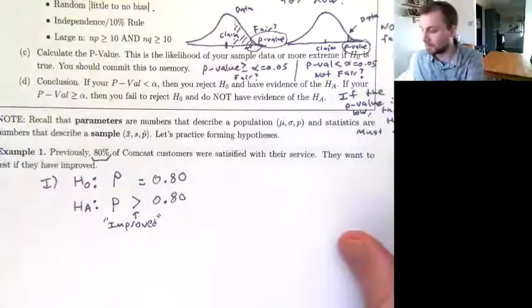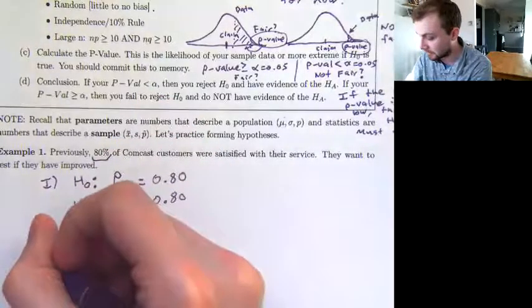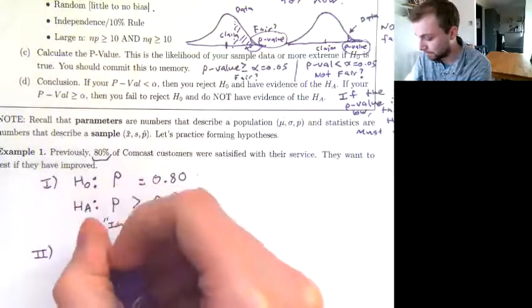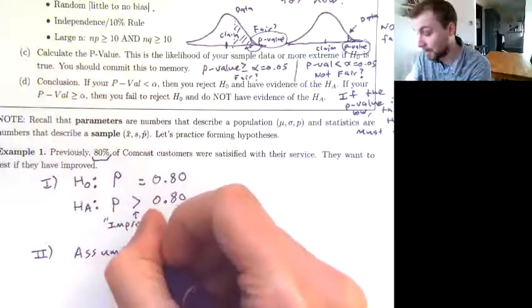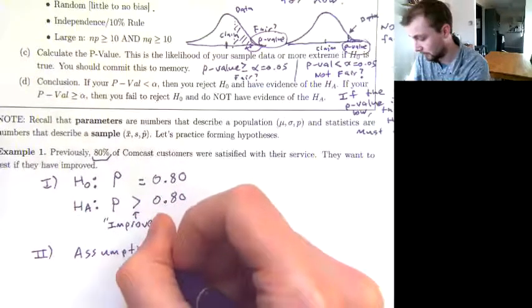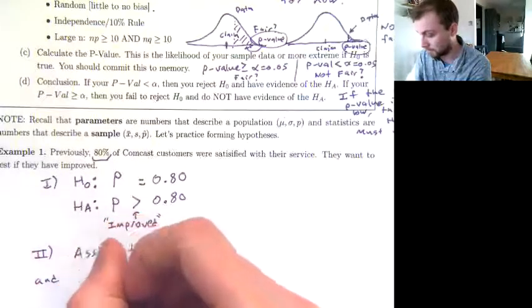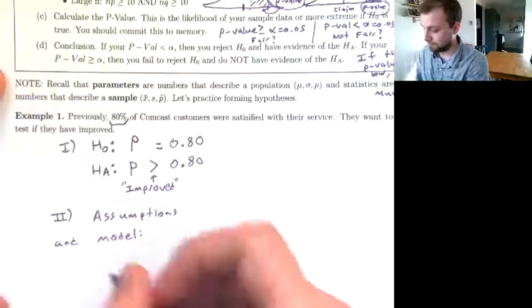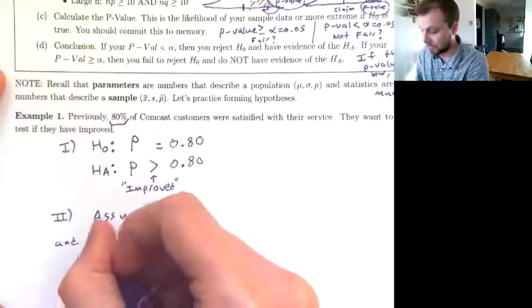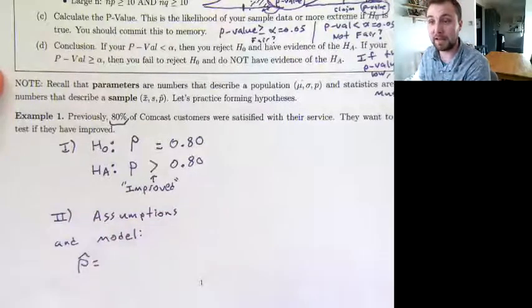So I've done the first step. I've determined my null and alternative hypothesis. Second step, I should check the assumptions. I'm going to ask that you do that on your own here. And model. Let's come up with the model. I'm testing about percentages, so I'm using this p-hat model. I'm going to be looking at sample percentages when I put them down on the curve.